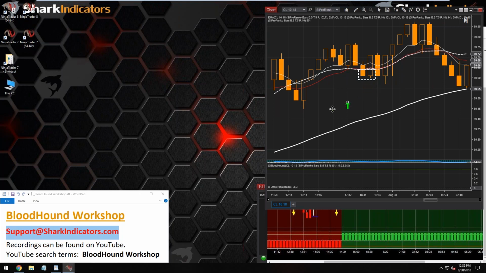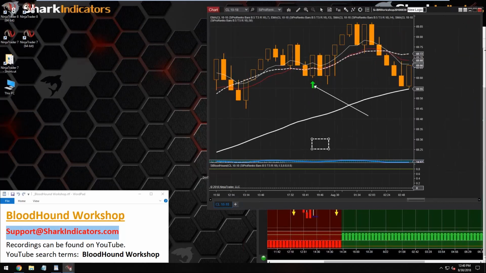Now something like this doesn't work because the close of this bar is more than 5 ticks away from our moving average. As my little measuring box shows, the close of this bar is below my little 5-tick measuring box. So this doesn't count as a setup because the pullback was too far away from our faster moving average. It pulled back too far away. So this is what we're looking for.